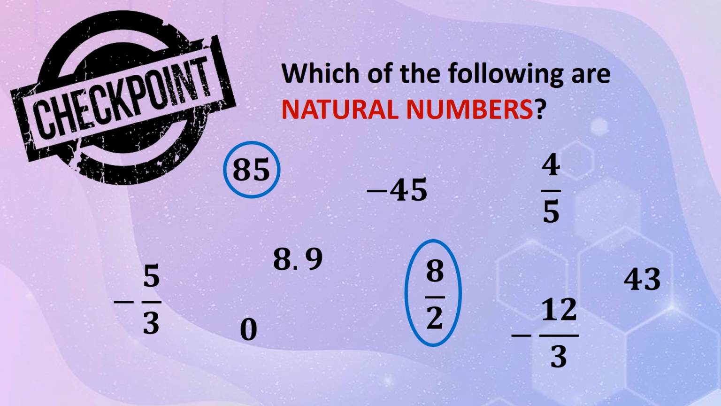Last but not least, 43. Can you count fingers 43 times? Yes, you can. So these three numbers are the only natural numbers in these questions.